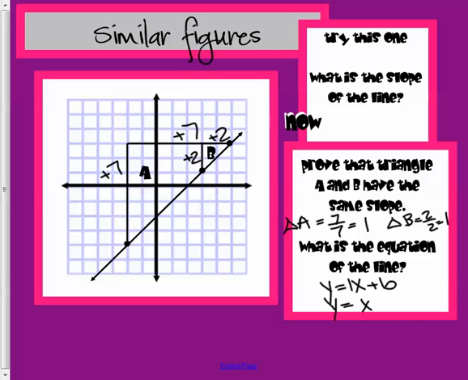I like to just have the x because it means it's simplified. And my b is passing through at negative 2. So y equals x minus 2 is my answer.